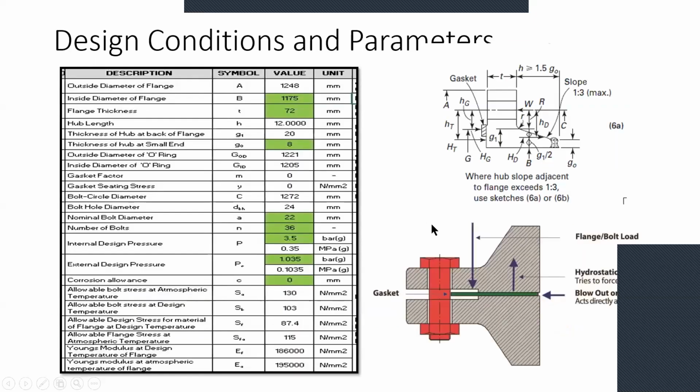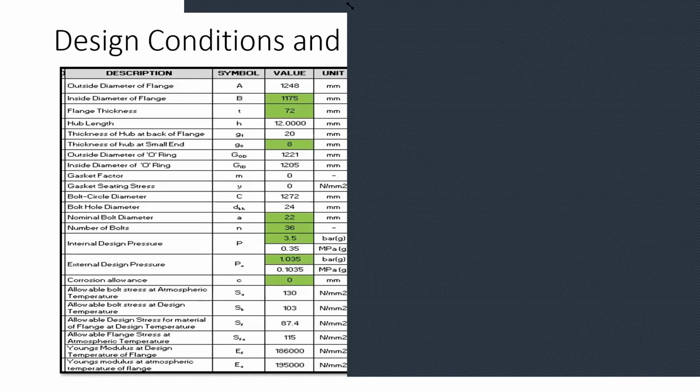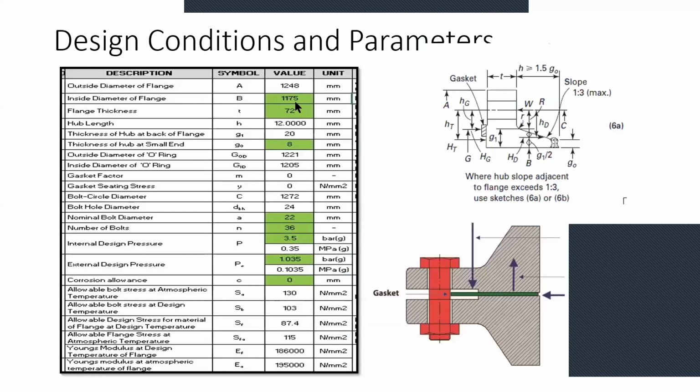So the design conditions which I have used for my design analysis: the points in green over here are the input parameters. The inside diameter of the flange is 1175 mm. The flange thickness is around 72 mm. The design pressure is 3.5 bar, and the design temperature is around 150 degrees Celsius.